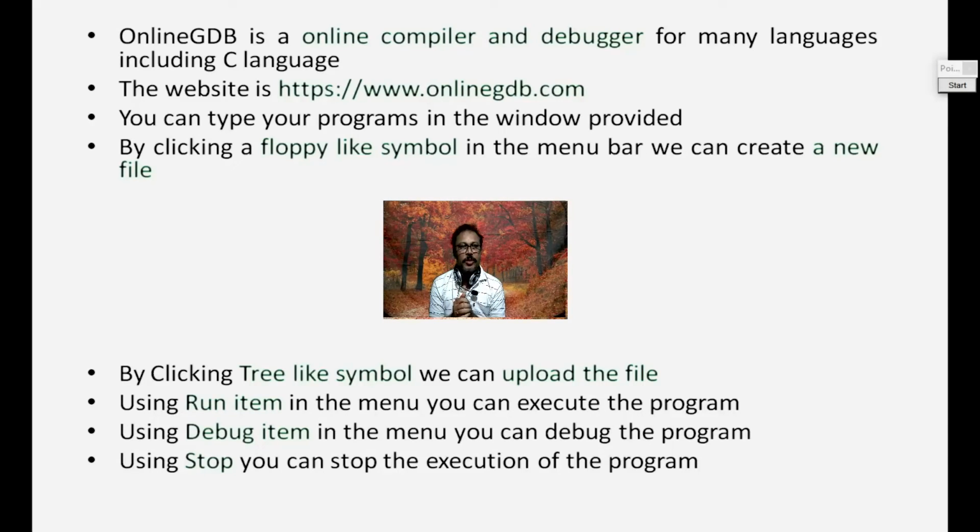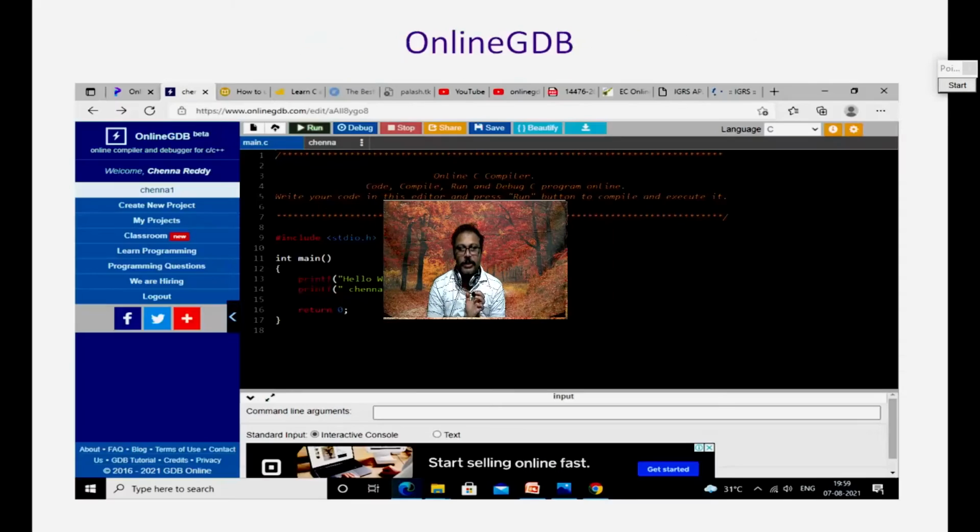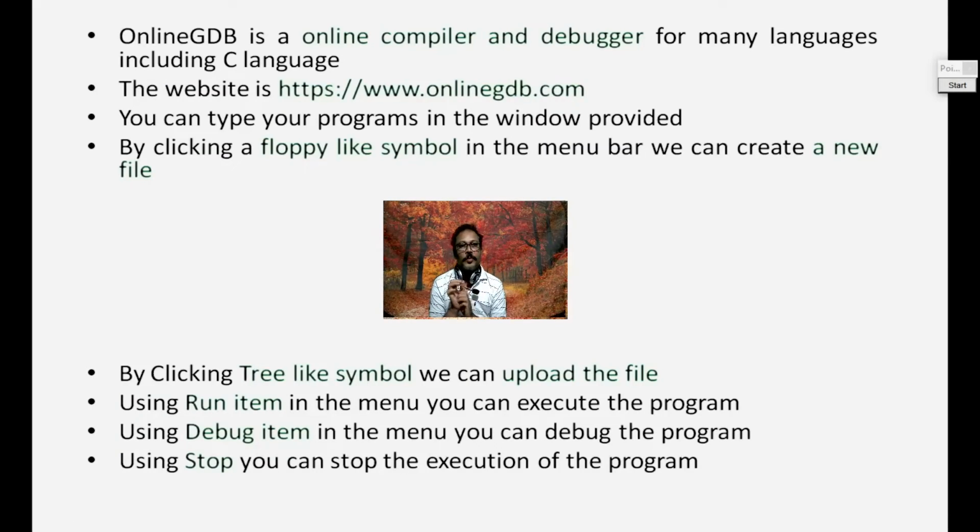You can type the C programs. You can select the C option. Here you can see there is a language option. If you press this one, the list of languages that are supported will display. Select C among it. You can type your programs in the window provided.